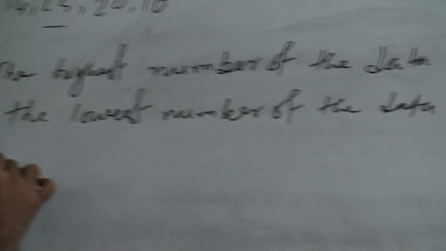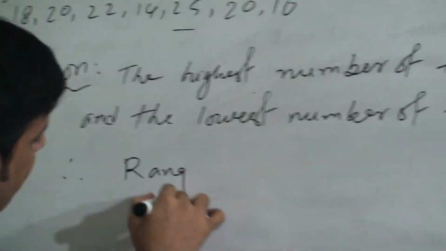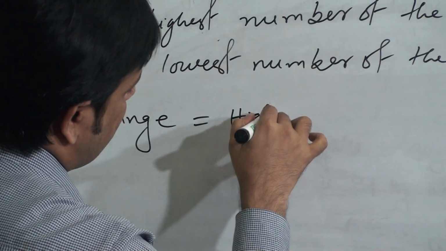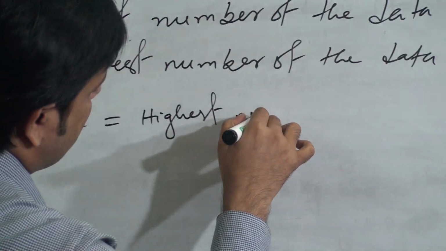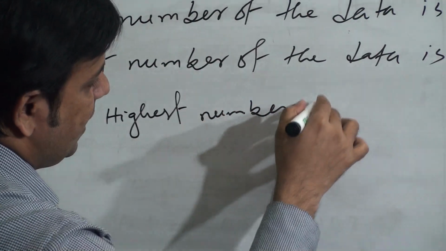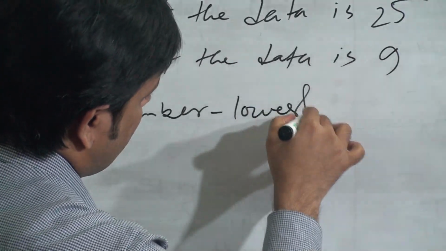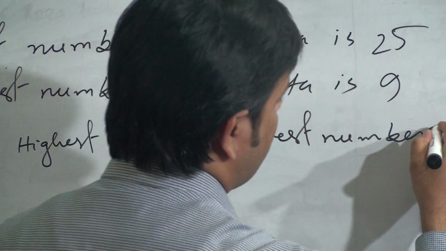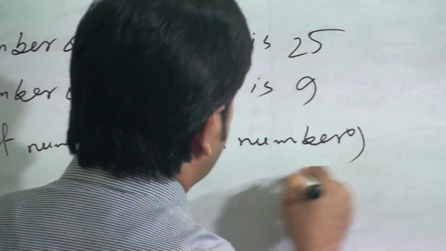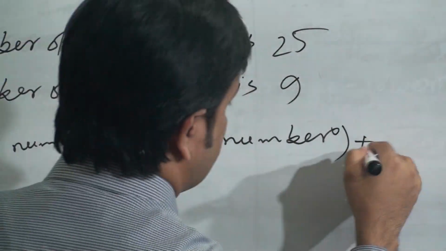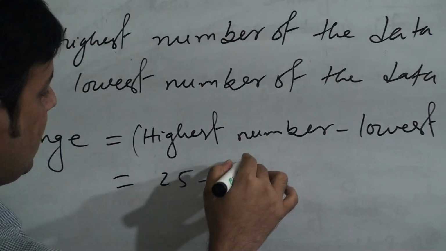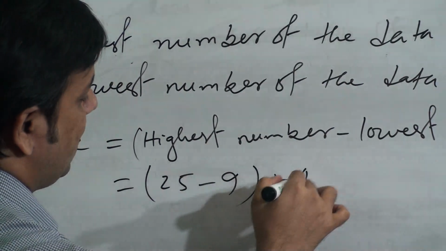Therefore, range equals highest number minus lowest number plus 1. This is the formula for determining range. So we can write here highest number is 25 minus lowest number is 9. So we have to add 1 with this.